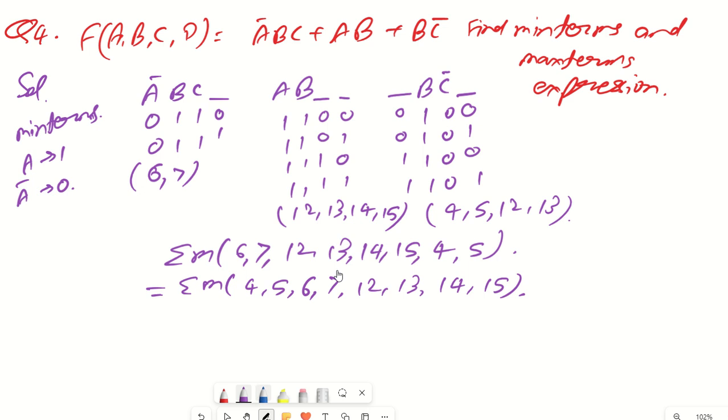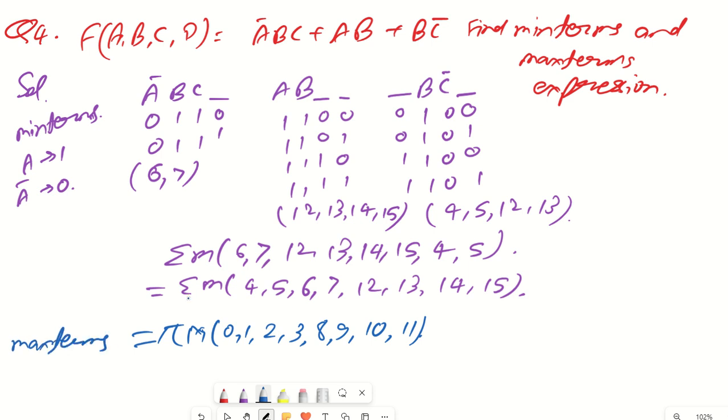If I want to have the max term, what will be the max term? So multiplication of the max term of the remaining terms. Remaining terms are going to be 0 1 2 3 4 5 6 7 8, 9 10 11, 12 13 14 15. Done. So this is how we can convert it to my max term expression and min term expression. So this is my max term and this is going to be my min term. Understood?